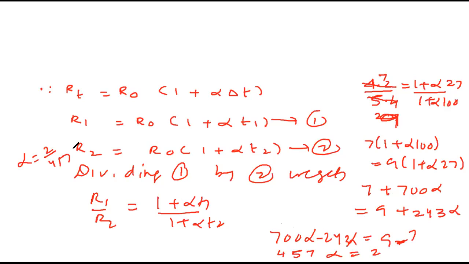Dividing this with calculator, you have to divide in rough or by log. Calculators are not allowed in board. 2 divided by 457, 0.0043 I am getting. So alpha equals 0.0043. That means you can write 4.3 into 10 raised to minus 3 per degree Celsius. Solve.